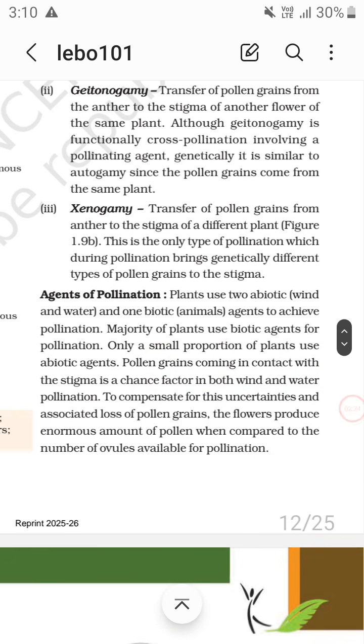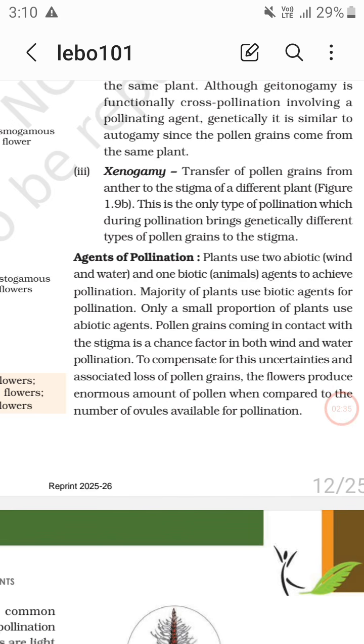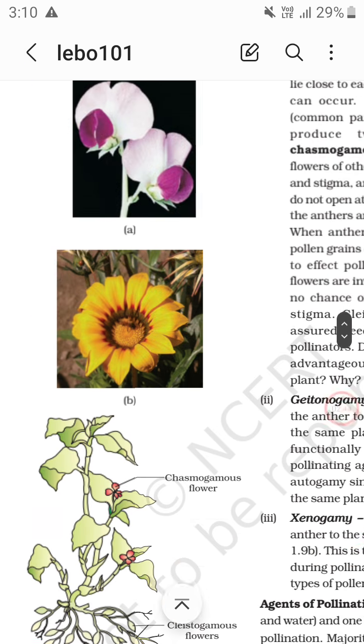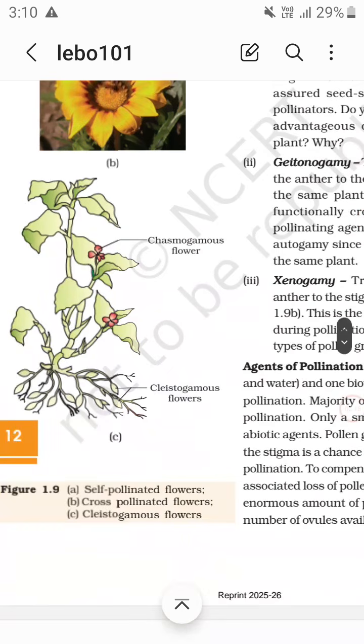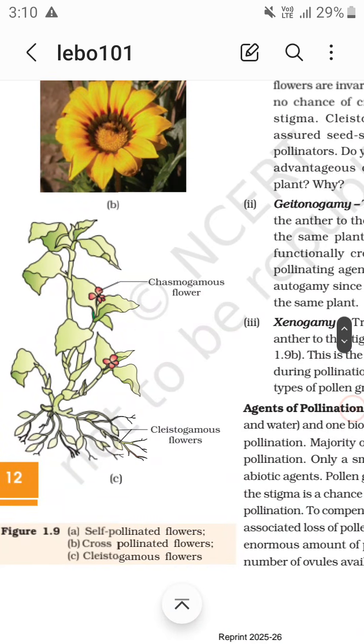Now in animals, the majority of plants use biotic agents for pollination. Only a small proportion of plants use abiotic pollination agents. See in the diagram: self-pollinated flowers in the first diagram, cross-pollinated flowers in the second diagram, and the third diagram showing cleistogamous flowers, having chasmogamous flowers and cleistogamous flowers.